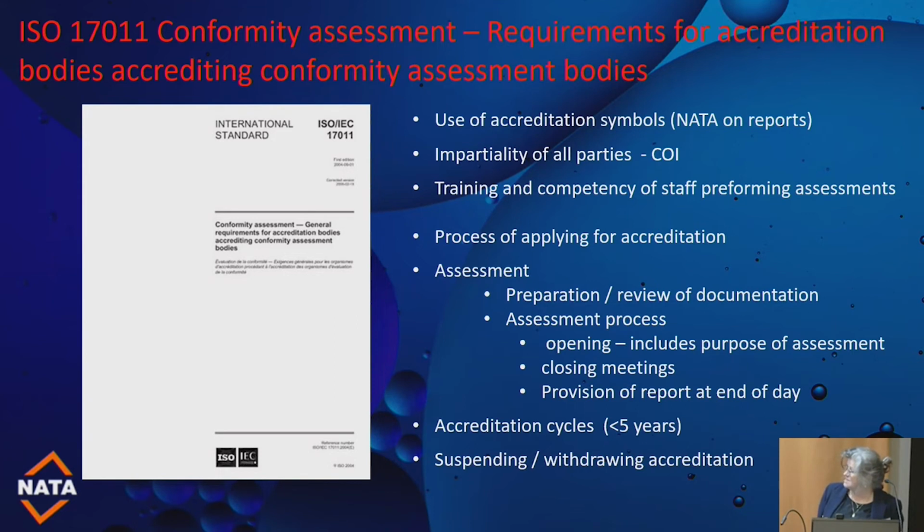It talks about the accreditation symbols, including ILAC and NATA, and who can and can't use those symbols. It talks about impartiality of all parties, and that's where the conflict of interest comes from. We have to protect privacy anyway, but we have to ensure that on every assessment the technical assessors have signed a conflict of interest declaration. All staff performing assessments have to be trained and competent, and that's possibly why we're here. Our NATA staff go through a lot of training and competency, and there's always some ongoing training.